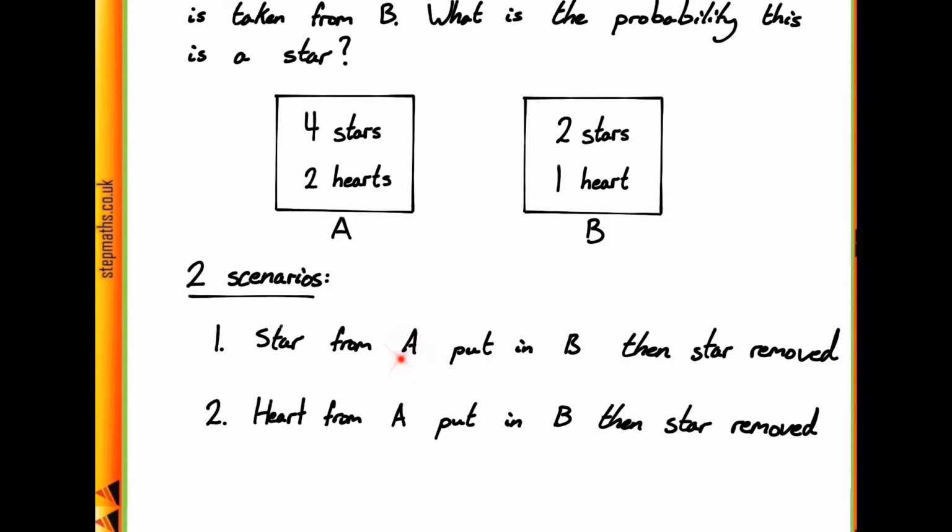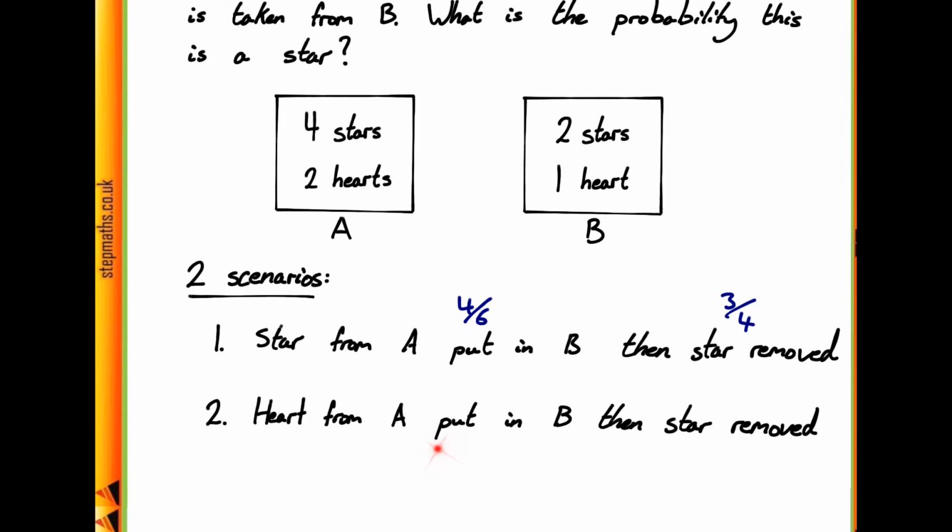Let's think first of all about this first scenario, and the probability that a star is taken from A and put into B. Since there are 4 stars and a total of 6 shapes, the probability of this happening is 4 over 6. Then the probability of a star being removed from B is 3 over 4, since once one star has been taken over, we have 3 stars in total and a total of 4 shapes.